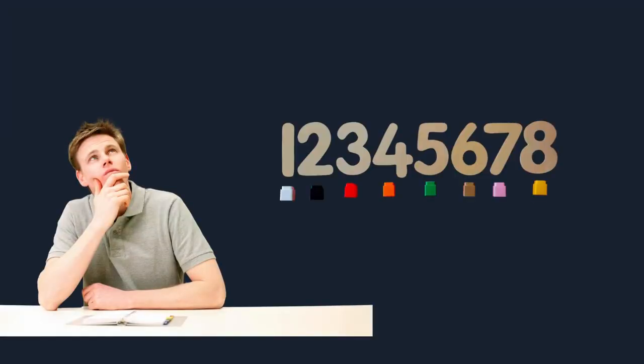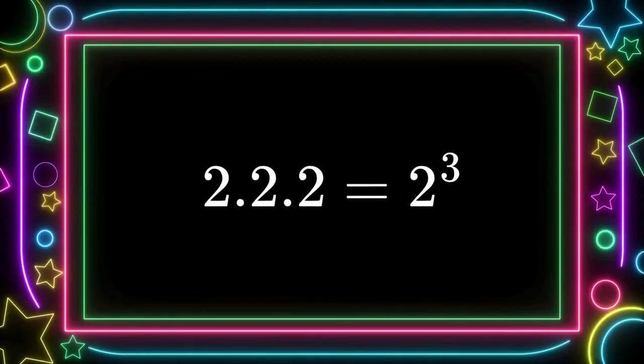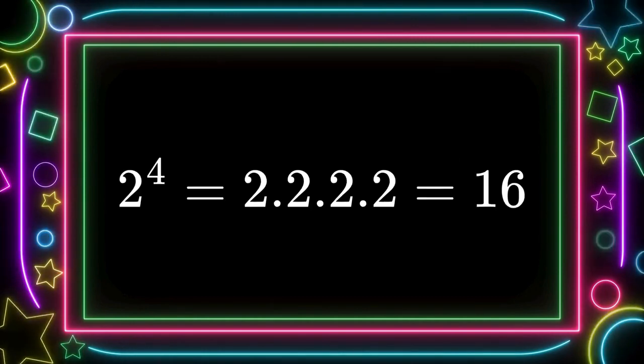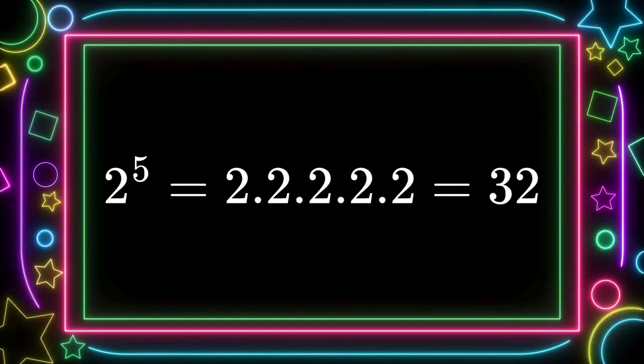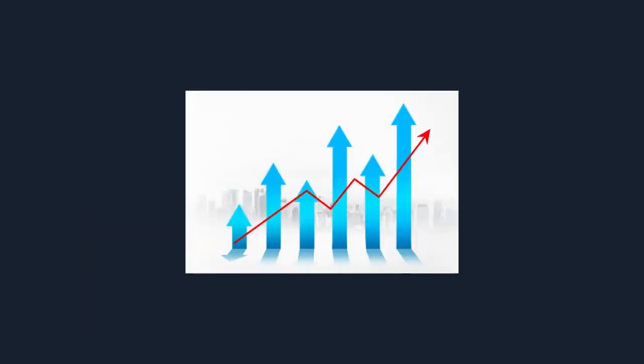65,536. When we multiply a number by itself repeatedly, such as 2 times 2 times 2, we call this raising a number to a power. In this example, we have 2 to the third power. Similarly, 2 to the fourth power equals 16, and 2 to the fifth power equals 32. This is better because we don't need to increase the number itself anymore, but rather its power.